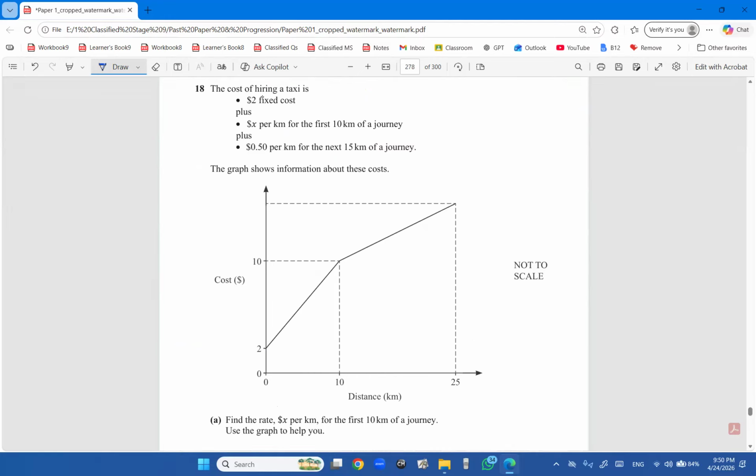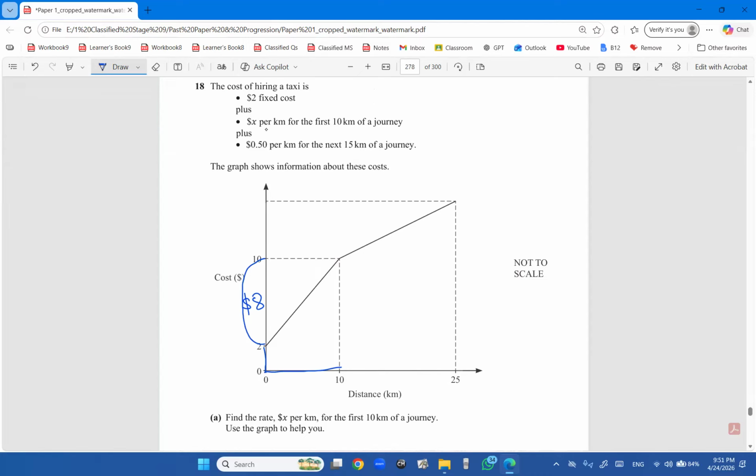Question 18. The cost of hiring a taxi is $2 fixed cost. Look at that, $2 fixed cost. Before the taxi even moves, it is $2, plus x dollars per kilometer for the first 10 kilometers. So for the first 10 kilometers, how much do you pay per kilometer? They told you that the first 10 kilometers actually cost $8.